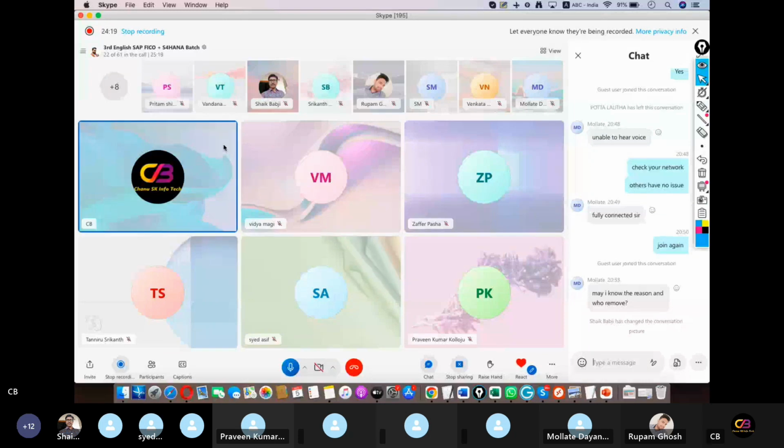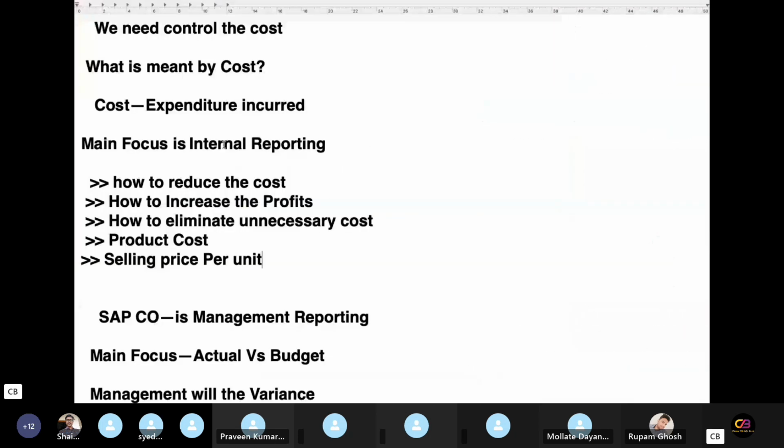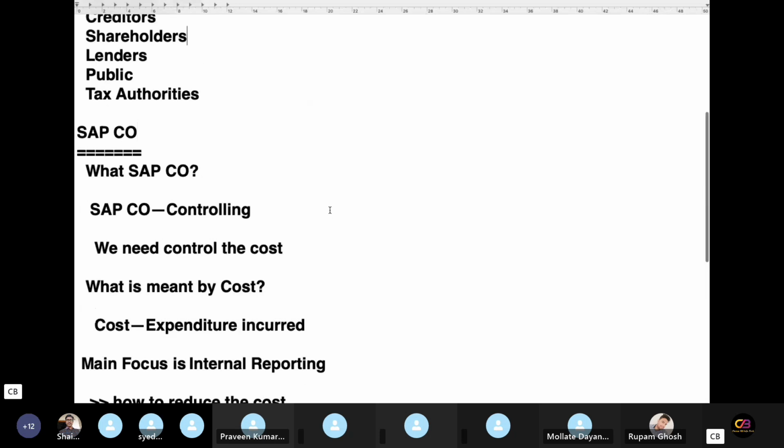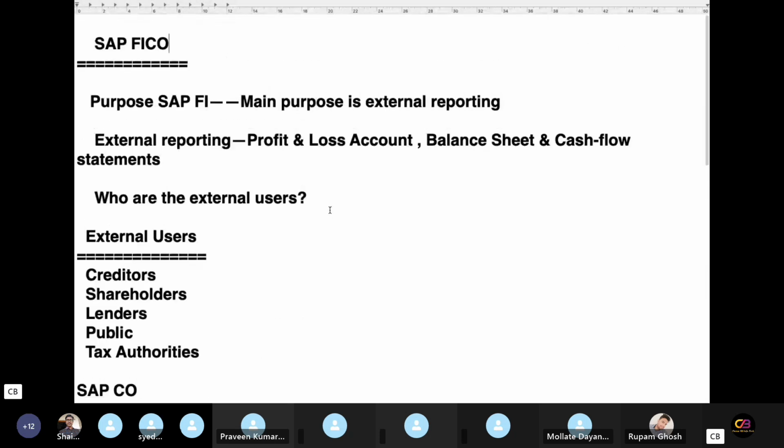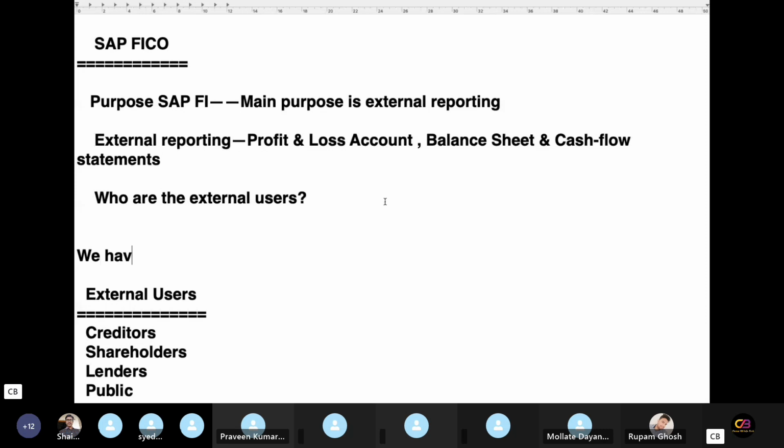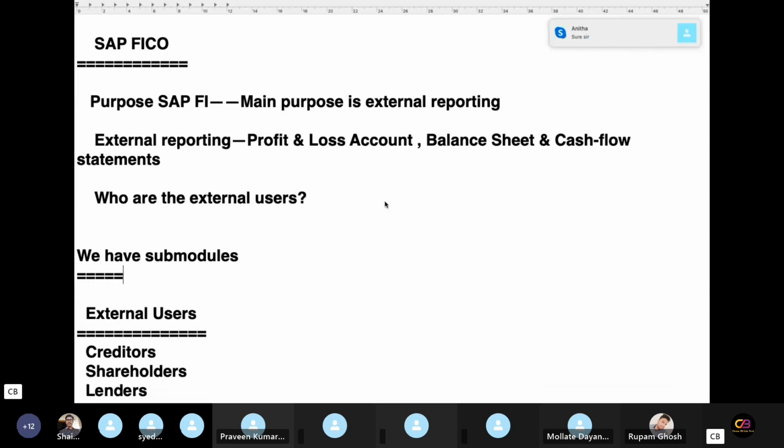Okay, that is the main purpose of SAP CO. The main purpose of SAP FI is external reporting. External reporting means FI reporting, like the profit and loss account, balance sheet, and cash flow statements. In SAP FI, we have submodules.